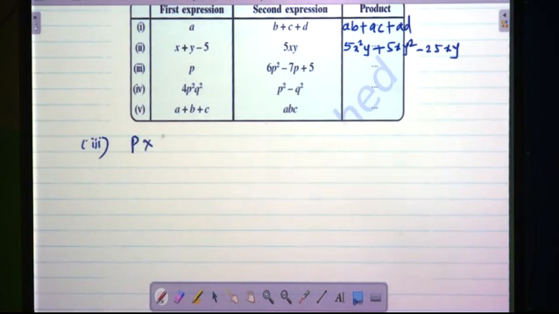Third sum, p in bracket 6p square minus 7p plus 5. What we are getting? P into 6p square.